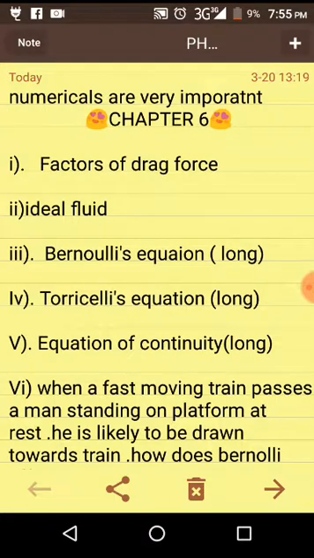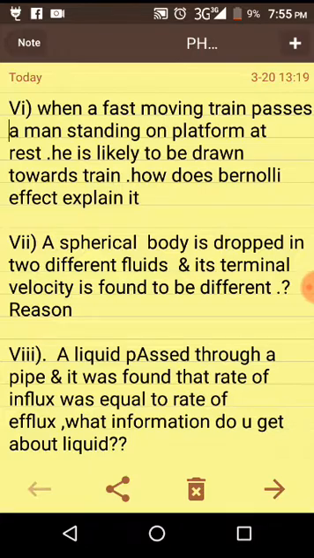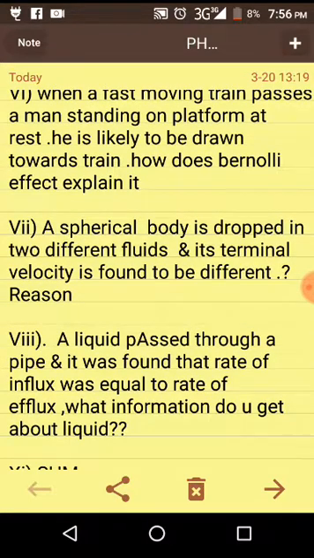Then there is question number 6. When a fast moving train passes a man on platform at rest, he is likely to be drawn towards train. How does Bernoulli's equation explain it? Question number 7. A spherical body is dropped in two different fluids and its terminal velocity is found to be different. Why? Give its reason. Number 8. A liquid passed through a pipe and it was found that rate of influx was equal to rate of efflux. What information do you get about liquid?